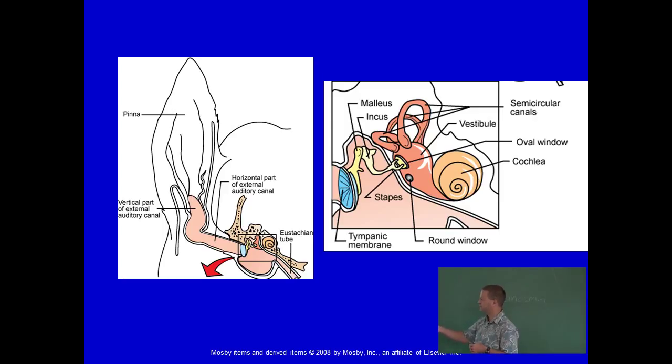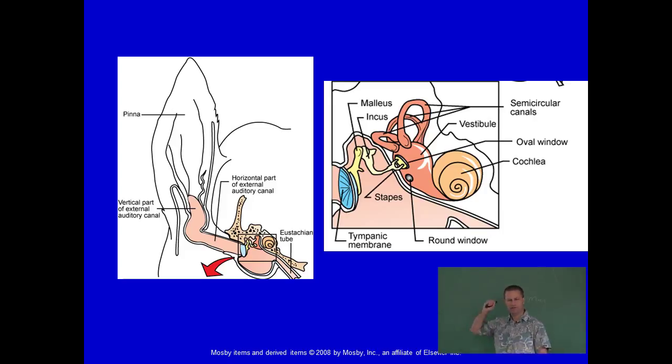So if you look at the external ear, we have two parts here. We have a vertical canal and then a horizontal canal. What do people have? Just a horizontal canal, right? Okay. And then at the junction between the horizontal and the vertical canal, then after the horizontal canal, we have our middle ear. So the middle ear is separated from the outer ear by the eardrum or tympanic membrane.